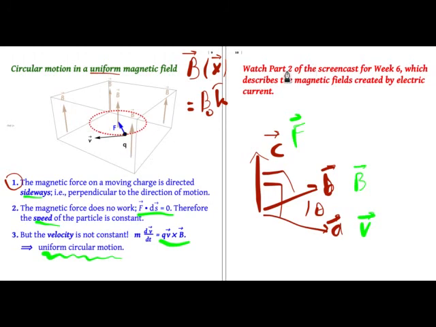Now, there's another part to the video for this week which describes how the magnetic field is created by electric currents. So I haven't talked about that yet in this video. Watch part 2 of the screencast to see how a current I produces a magnetic field B. We know from part 1 how B affects I. It exerts a force on I. Now you have to do the other part of the interaction. You have to see how current creates B.